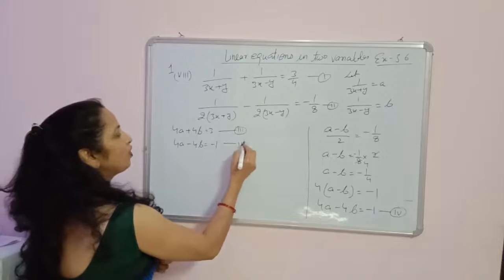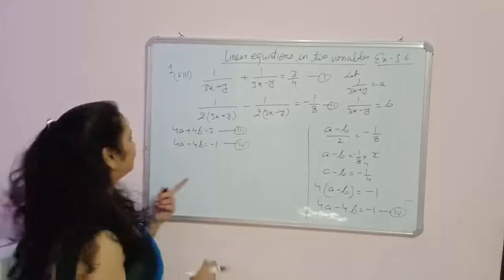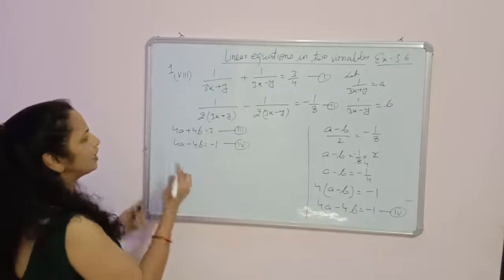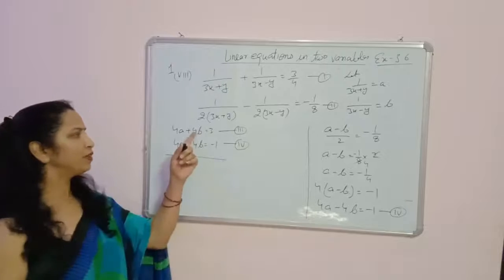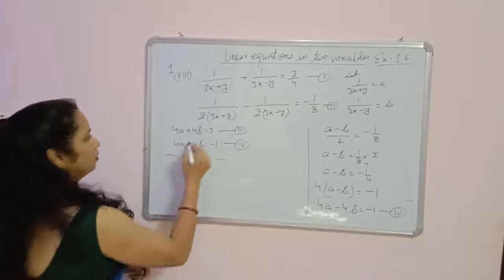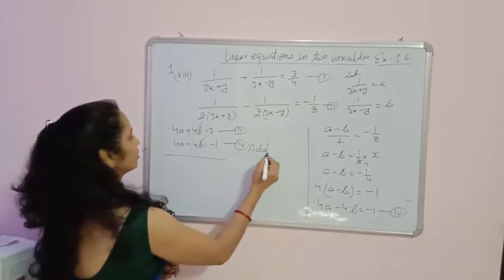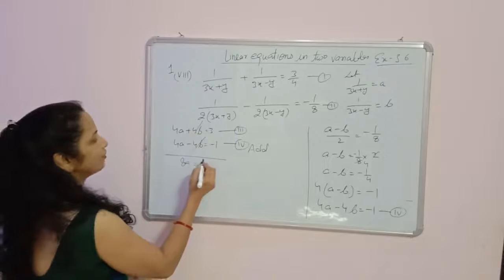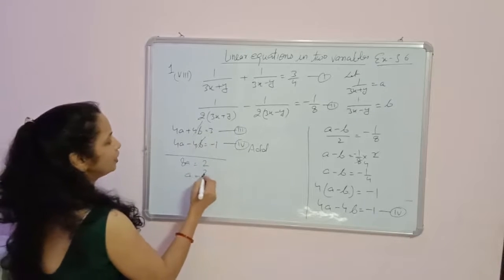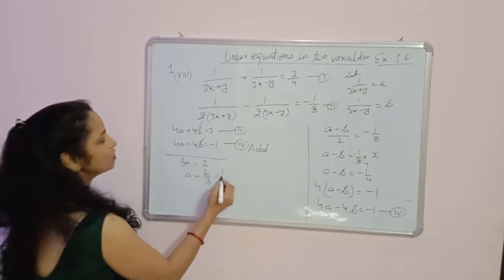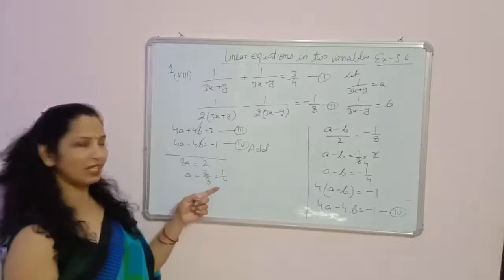Now for solving it by elimination method, what will you do? You will subtract or you can add the equations. By adding the equations, b will cancel out with b. So we are going to add equations. It will be 8a is equal to 2. Then a is equal to 2 upon 8. That is 1 upon 4. We get the value of a here.